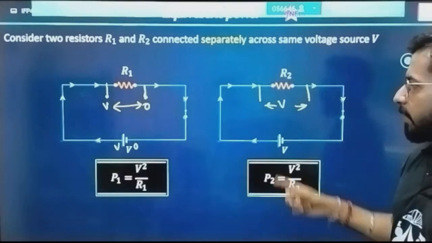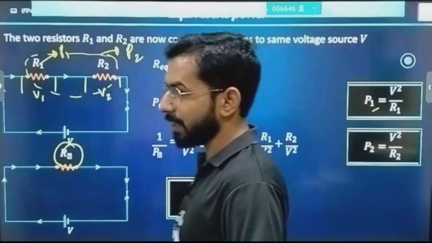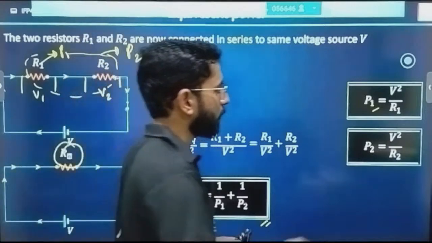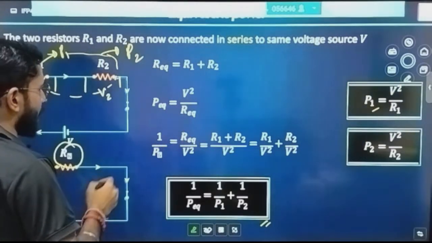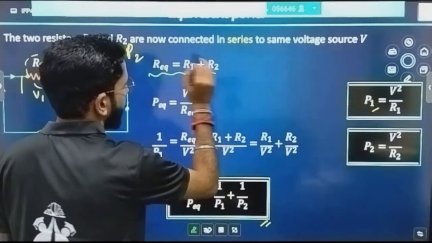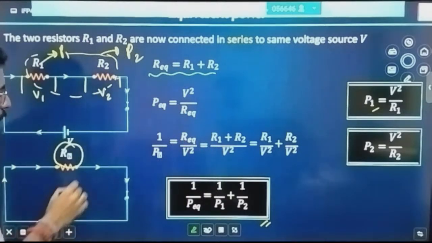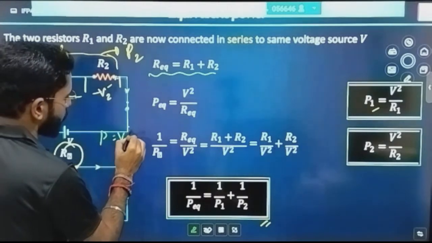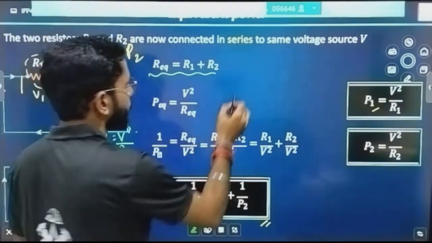Correct? And now if I connect these two in series combination, how will you write the effective power? That is the one thing that you have to understand. If I ask you, tell me how you will write R equivalent, equivalent resistance, you will write R1 plus R2, correct? And how do you write power? Power is written as V square by R equivalent, correct? So just replace this value.